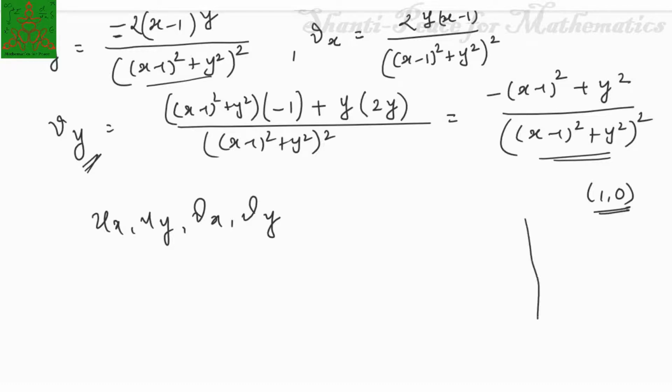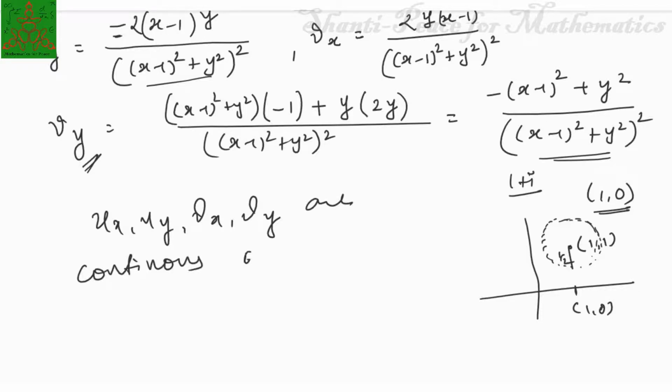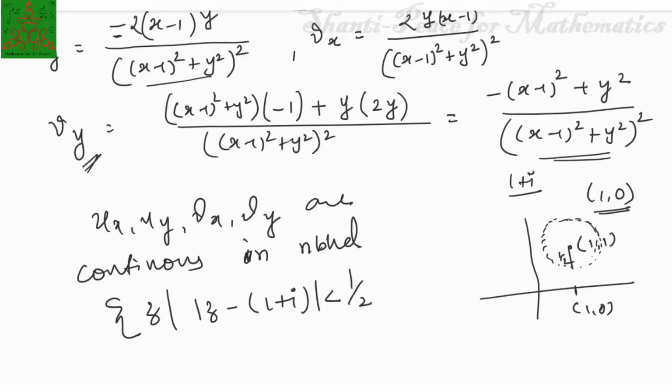So what is the situation? Here it is the 1, 0 point, and we need to prove that the function is analytic at the point 1, 1, that is 1 plus i, it is given to you. So we have to prove that it is analytic at the point 1, 1. So you just see that in the neighborhood of this, if you choose any neighborhood, I may take the neighborhood with radius 1 by 2. So I can write ux, uy, vx, vy are continuous in the neighborhood, that is all z such that mod z minus (1 plus i) is less than 1 by 2.